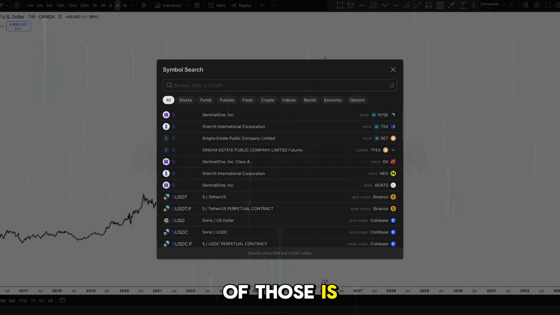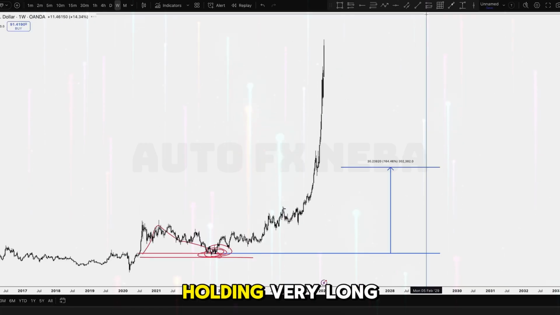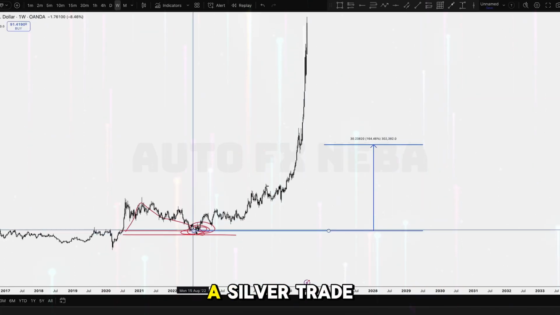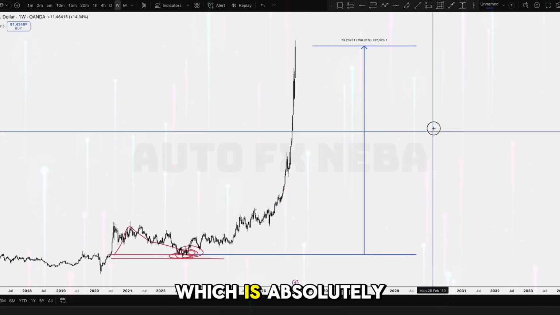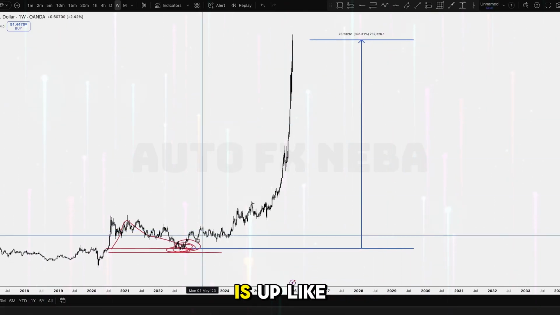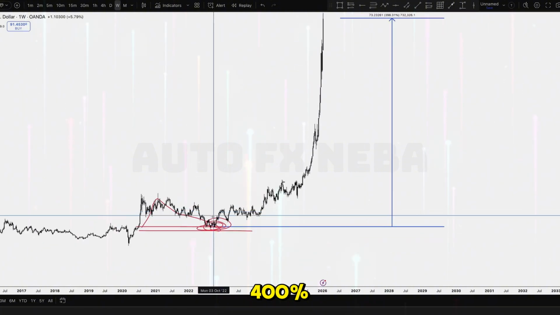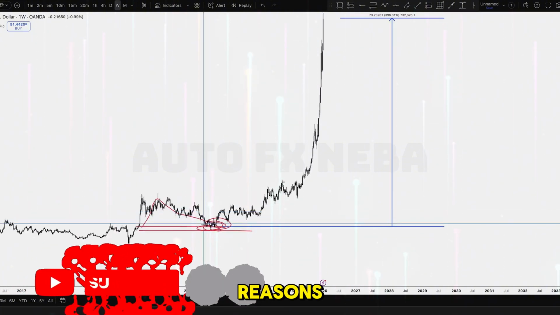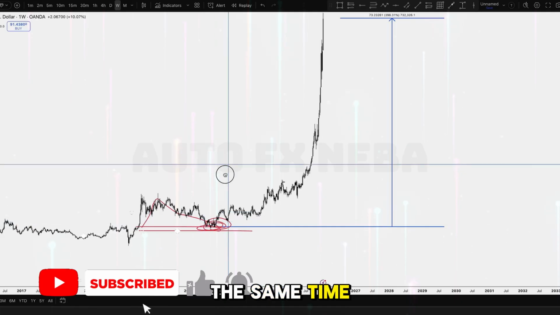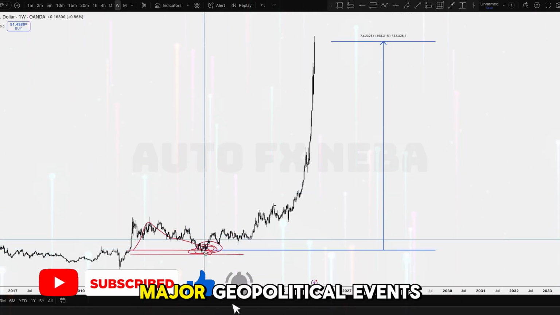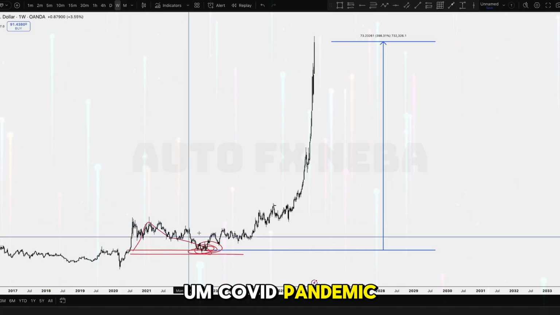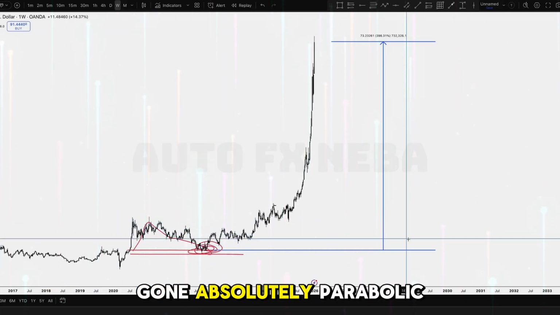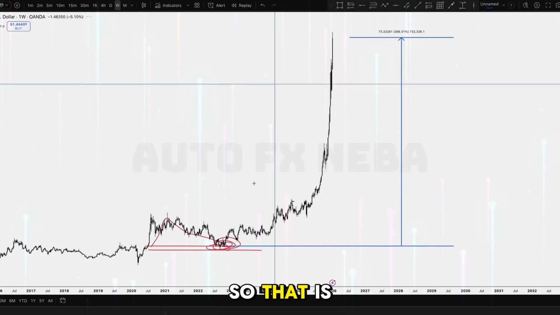So another one of those is silver. These are two things I've been holding very long-term trades on. I've been holding a silver trade from down here, and we are now at $91, which is absolutely insane. So that trade is up like 400%. Why? Because simply the same reasons, right? Around exactly the same time, we started to see war, major geopolitical events. We were already kind of in the mix with COVID, pandemic, things like that. But now silver's gone absolutely parabolic. So that is why that happens.